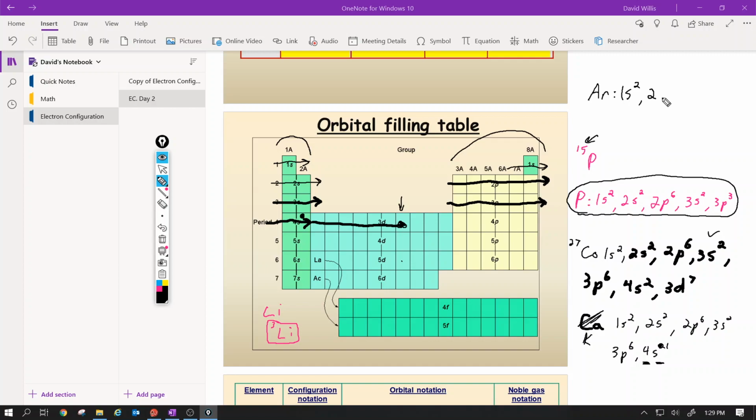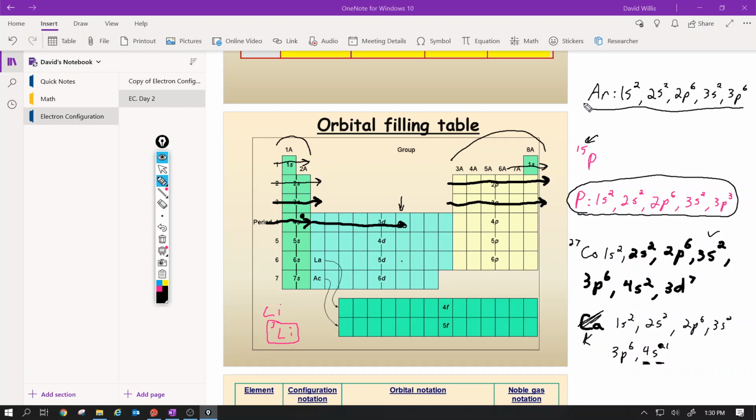William, next. 2s2. Lance. All right, 2p6. Somebody else? 3s2. Good. 3p6. Okay, and that's it. That's where it stops. Here's what I want you to see.